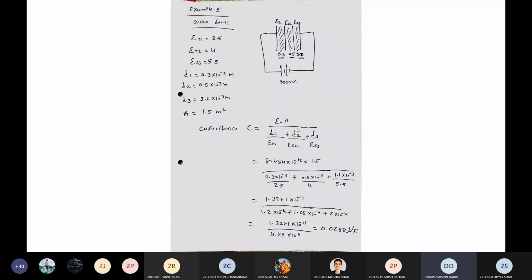So here I give the solution. You can see this. Epsilon R1, epsilon R2, epsilon R3 are given, D1, D2, D3 are given. Area is given, 1.5 meters square. So simply apply the equation of capacitance of the composite medium as you have derived in the theory question: epsilon 0 A divided by D1 upon epsilon R1 plus D2 upon epsilon R2 plus D3 upon epsilon R3. So finally you get the answer of capacitance 0.0298 microfarad.